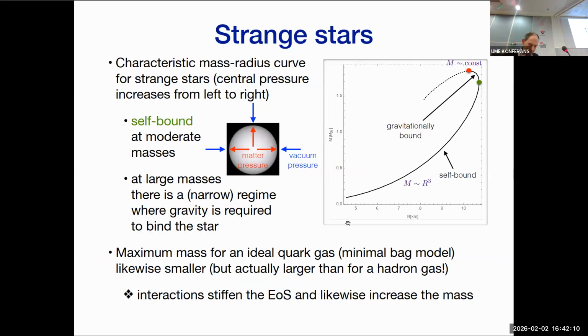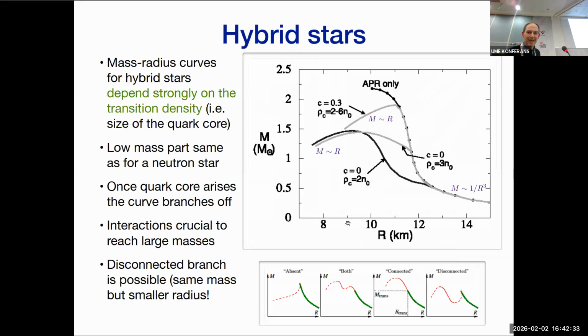It would be self-bound because the pressure from the vacuum outside, which is a different vacuum that the star has, would compress the star, right? And then only shortly before it becomes unstable, gravity would come in and then bind that star, and eventually it will shrink it up.